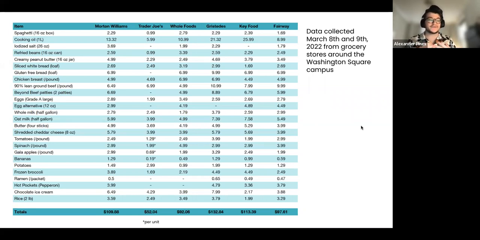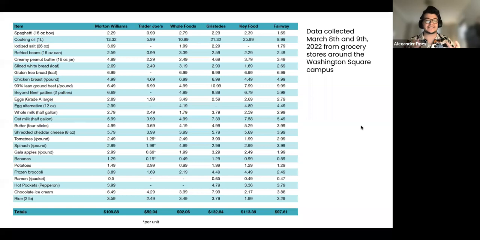For example, it was very surprising to me to see that you could be paying like $1.50 more for Hot Pockets, depending on whether or not you went to Gristedes or Key Food. It's the same item with a huge price difference. Same thing for ice cream. And we did our best. This isn't super scientific. We did our best to look for the same items at the same places. So keep that in mind when you're looking at this.